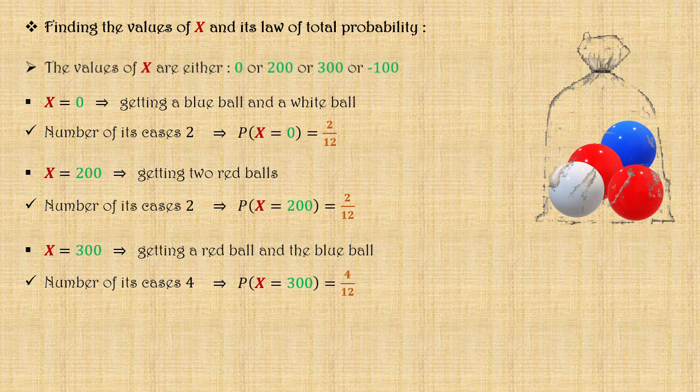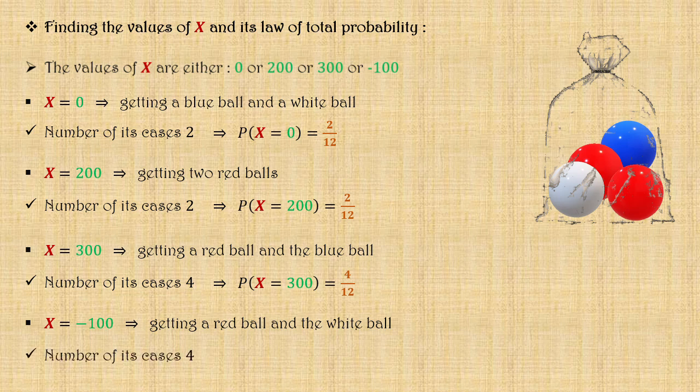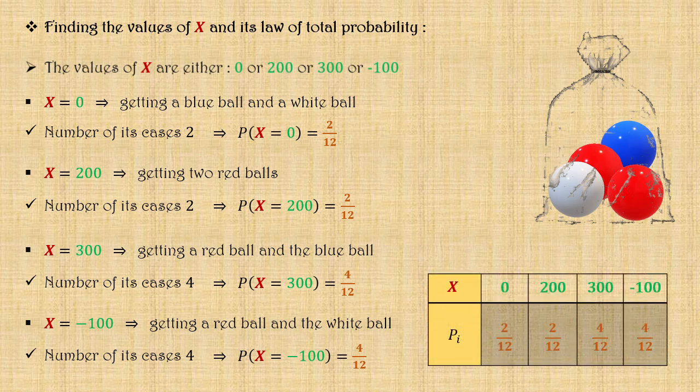Finally, for the fourth value for capital X, which is minus 100, and that matches getting one of the two red balls and the white ball, the number of its possible cases equals 4, as we might be having the first or the second red ball with the white ball, and either in the first or the second pick. Hence, the probability for capital X equals minus 100 equals 4 over 12. So we can sum up the law of total probability of our random variable capital X in the appearing table.